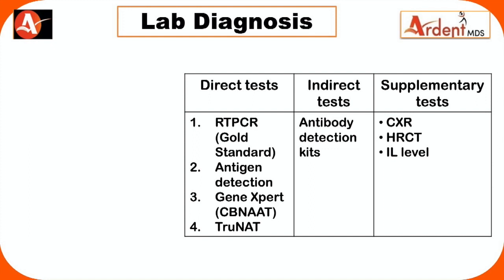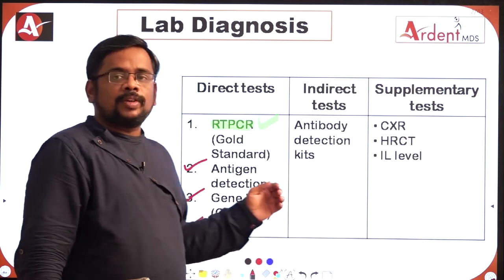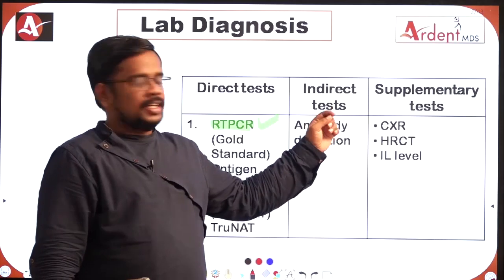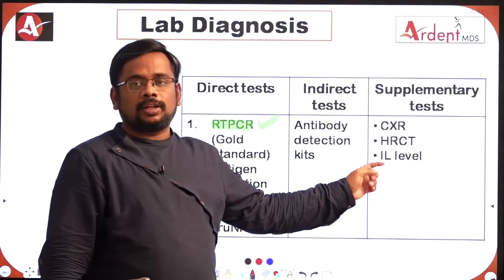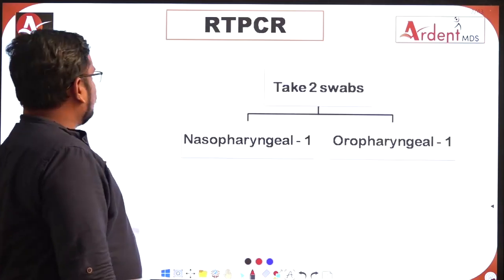GeneXpert test and TruNAT test were both previously used for tuberculosis. Now they are used for COVID-19 also. Antibody detection test will come under indirect, chest X-ray, high resolution CT and interleukin levels will come under supplementary test. Let's start with the RT-PCR.